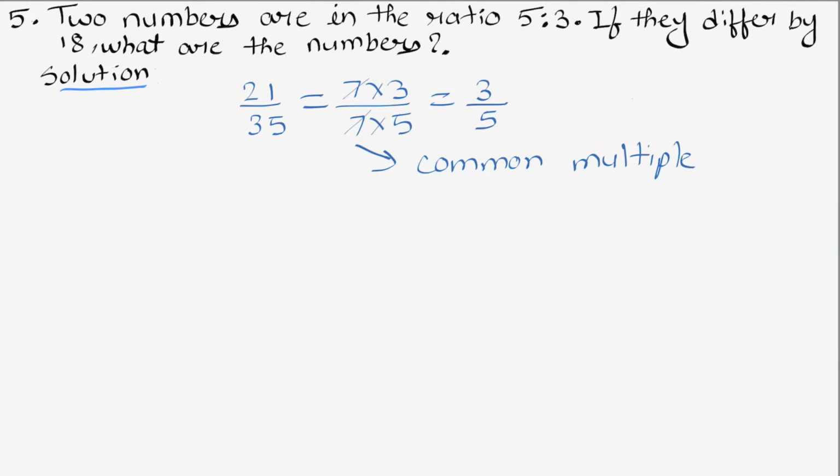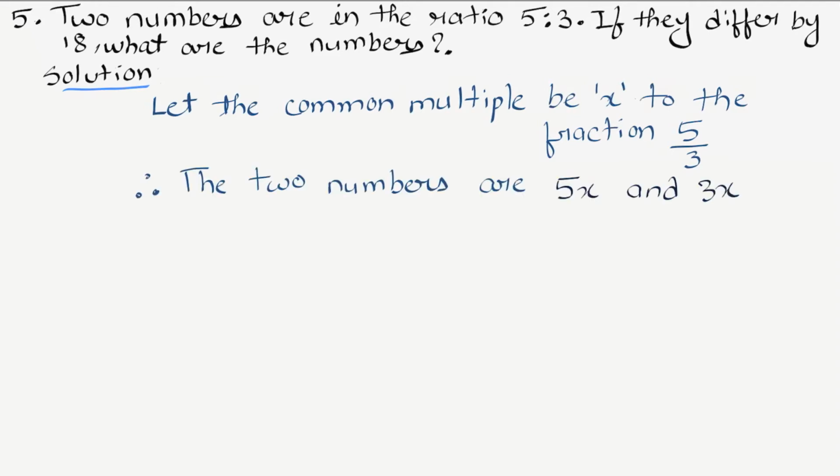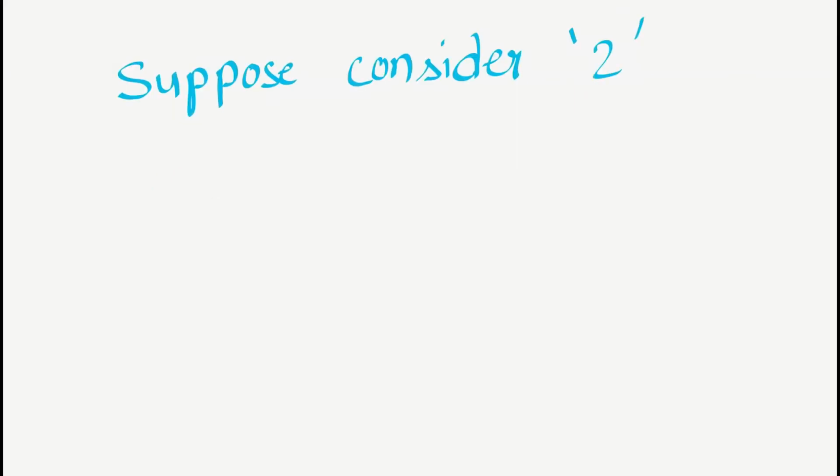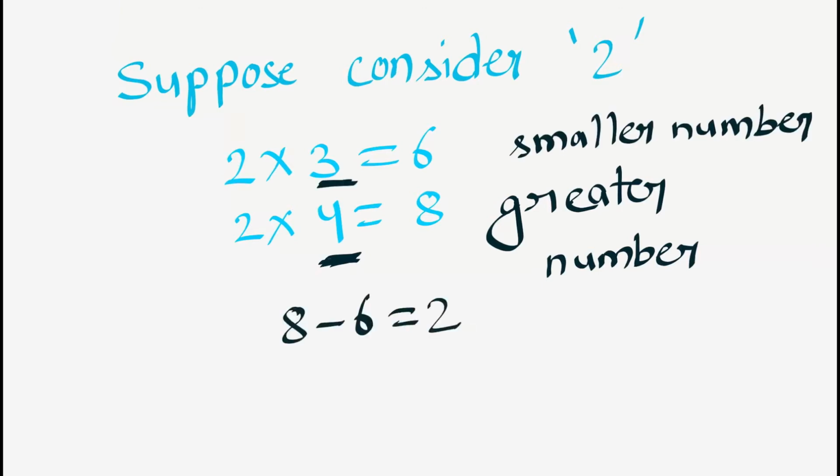Similarly, for the above ratio, that is 5:3, in order to get the original two numbers, we take the common multiple as x. So the common multiple is x, multiplied to the fraction 5 upon 3. Therefore, the two numbers are 5x and 3x. Suppose we consider the common multiple as 2. If you multiply 3 by 2, the result would be 6. And if you multiply 4 by 2, the result would be 8. So in this way, if the larger number is multiplied by the common multiple, the result would be the greater number. If the smaller number is multiplied, the result would be the smaller number.